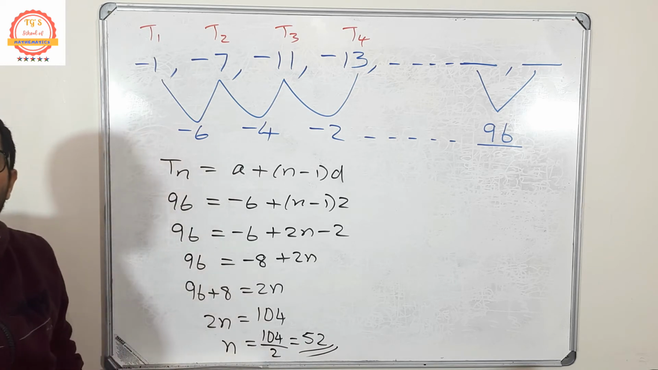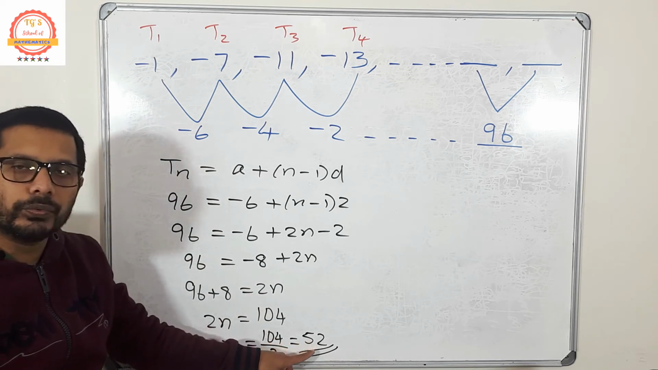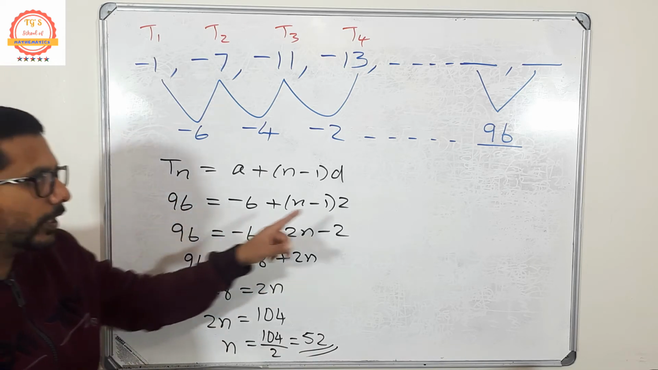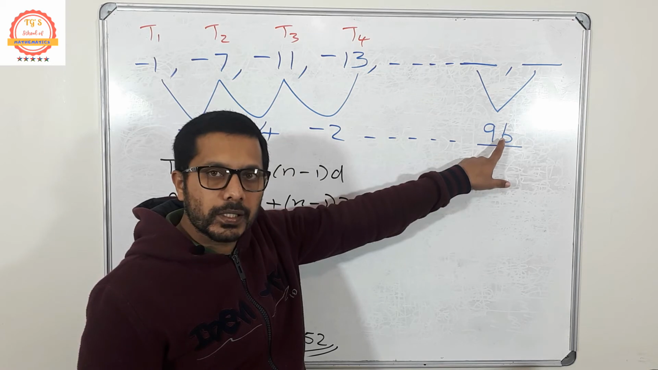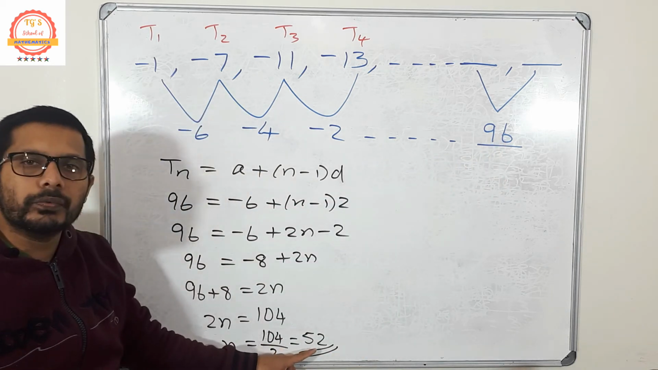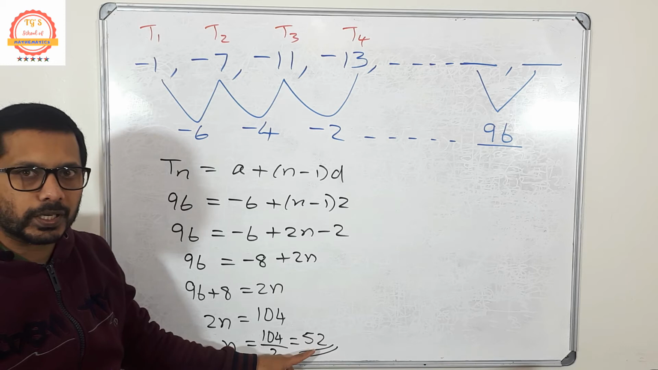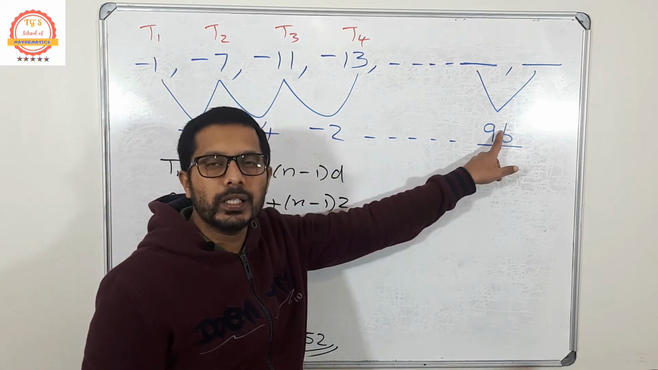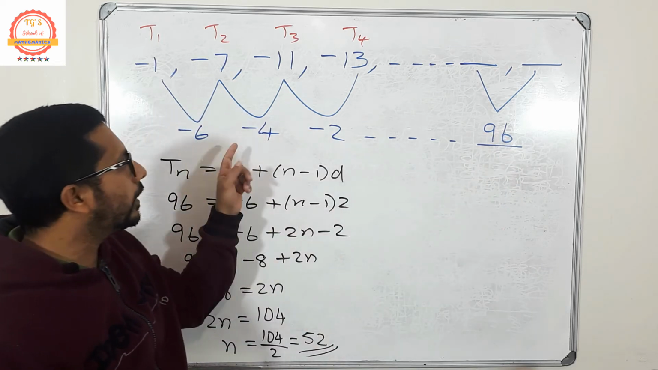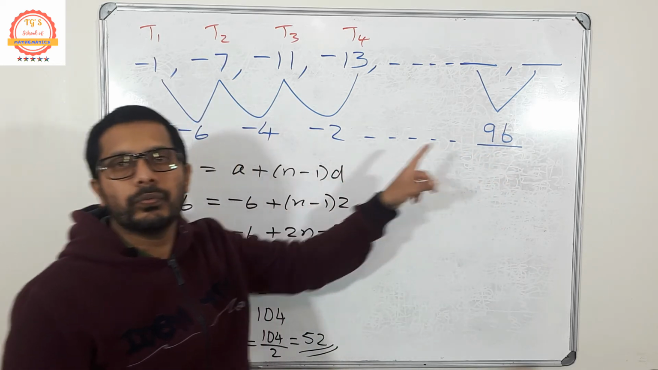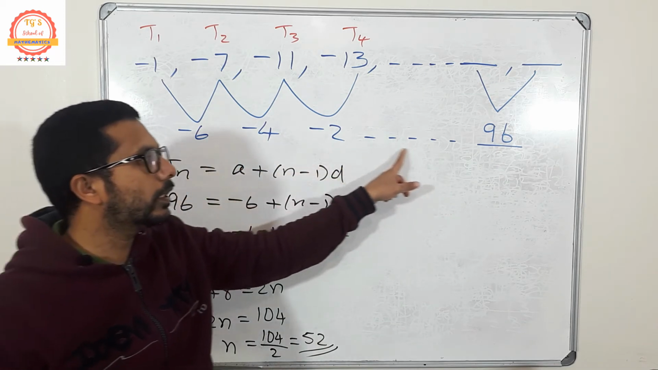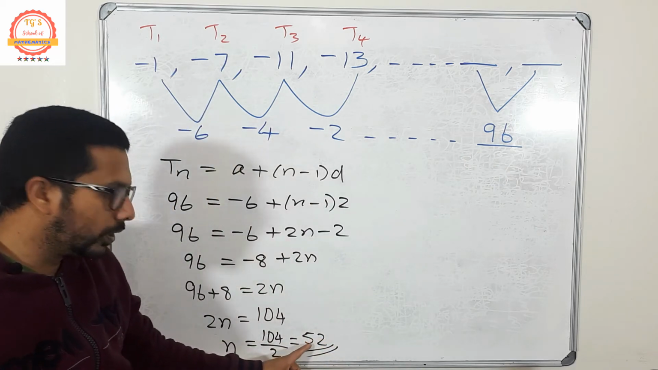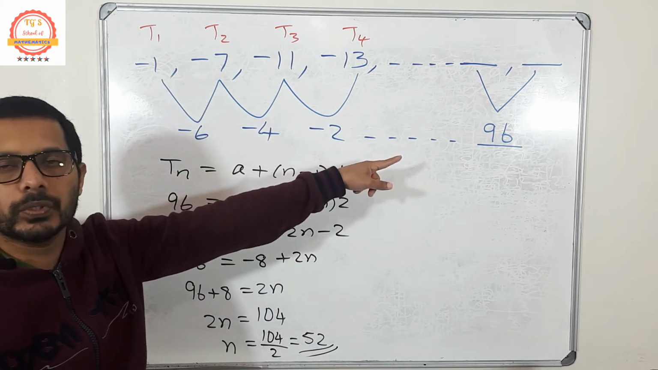So what is the meaning of that? The value of n is equal to 52. For what? Tn is 96. That means when it is 96, the value of n is 52. Do you understand? When it is 96, the value of n is 52. It means that this 96 is the 52nd term of this first difference. This 96 is the 52nd term.